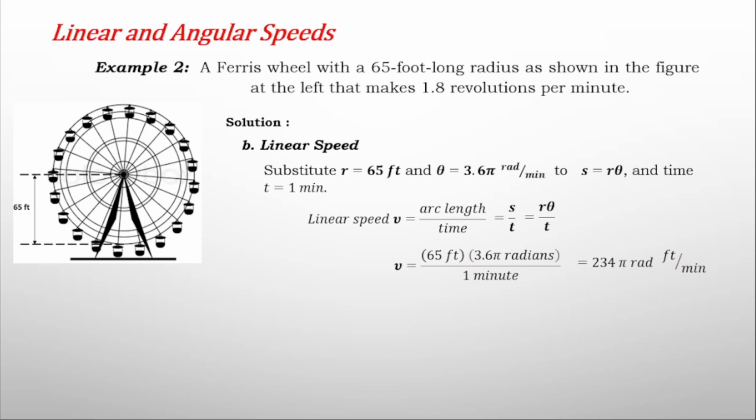So as we multiply the numerator, 65 times 3.6, that is equal to 234. So the linear speed is equal to 234 pi feet per minute. Approximately, if we substitute the value of pi, which is 3.1416, and multiply it by 234, then we come up with a linear speed of 735.13 feet per minute.